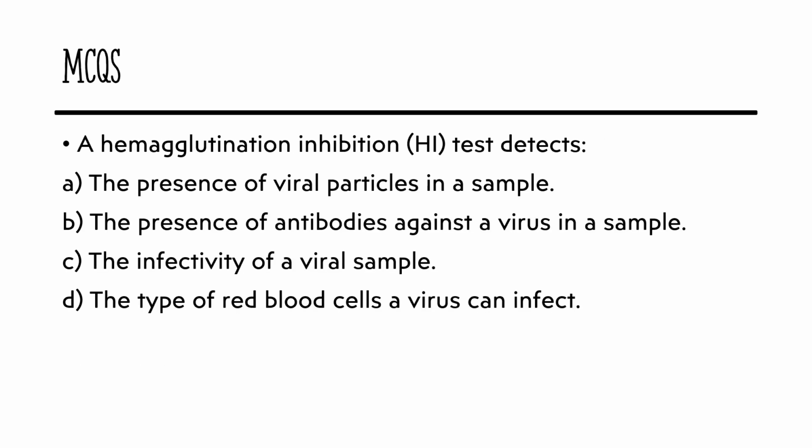A hemagglutination inhibition test detects: A. The presence of viral particles in the sample. B. The presence of antibodies against a virus in a sample. C. The infectivity of a viral sample. Or D. The type of red blood cells a virus can infect. Answer is B. The presence of antibodies against a virus in a sample.